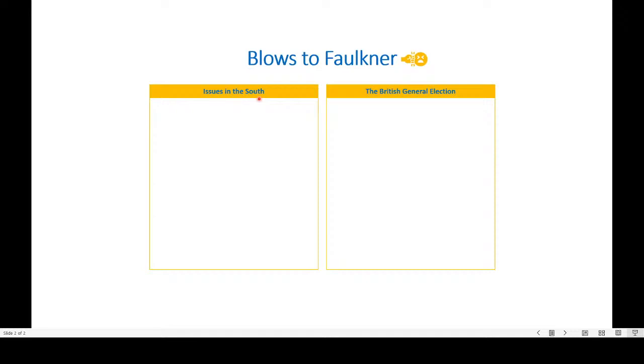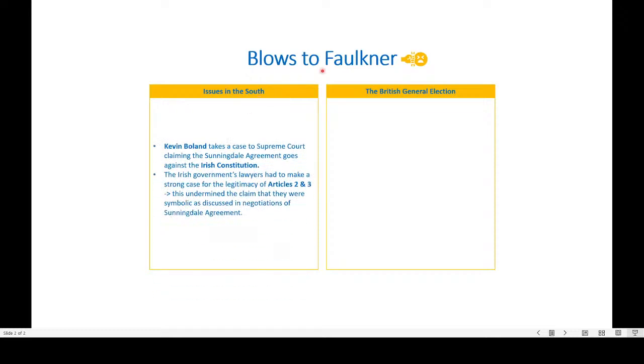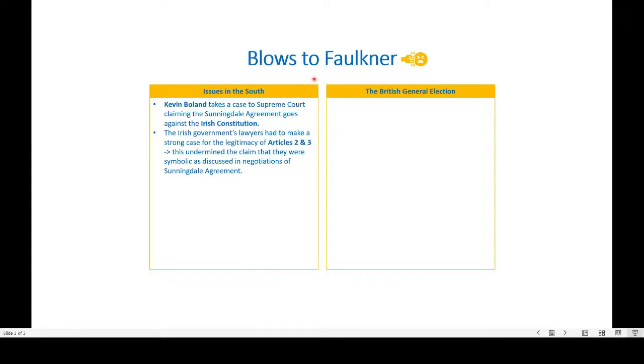In addition to that, we're going to see two more blows to Faulkner that essentially put the nail in his political coffin, for lack of a better word. The first thing that we'll see pop up is issues in the south. Kevin Boland takes a case to the Supreme Court claiming that the Sunningdale Agreement goes against the Irish Constitution.